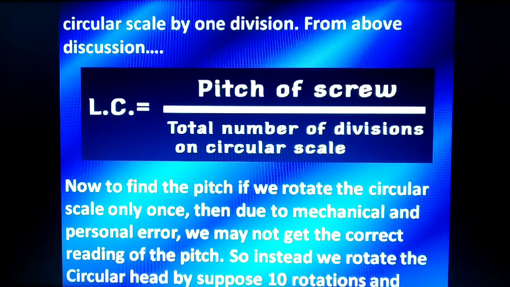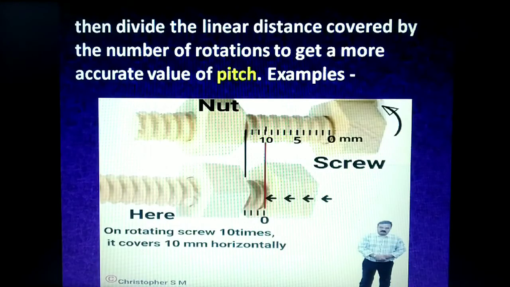Now to find the pitch. If we rotate the circular scale only once, then due to mechanical and personal error, we may not get the correct reading of the pitch. So instead we rotate the circular scale by, suppose, 10 rotations and then divide the linear distance covered by the number of rotations to get a more accurate value of pitch.